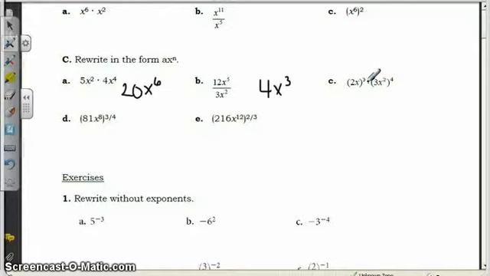This one's going to be two parts. First, I need to distribute the powers into the products. So we'll do 2 to the power of 3, which is 8, x to the power of 3, 3 to the power of 4, which is 81, x to the power of 2 to the power of 4, those get multiplied, so that is to the power of 8. Now I would do 8 times 81 to get 648, and the exponents get added together, so that will be x to the 11th. And we are almost done.